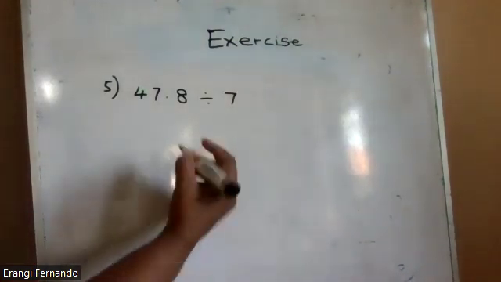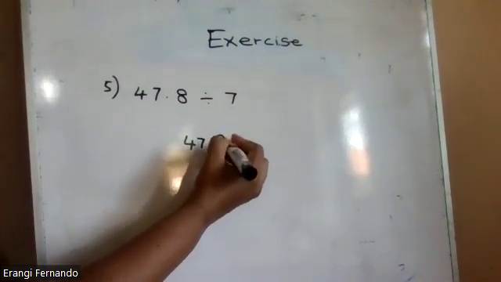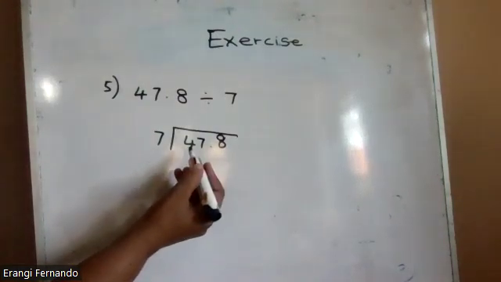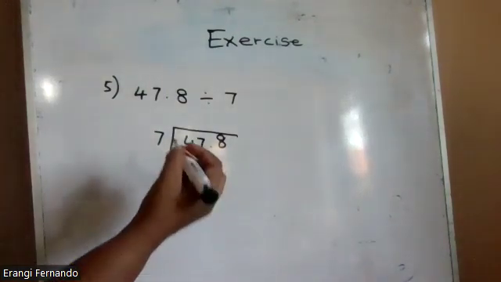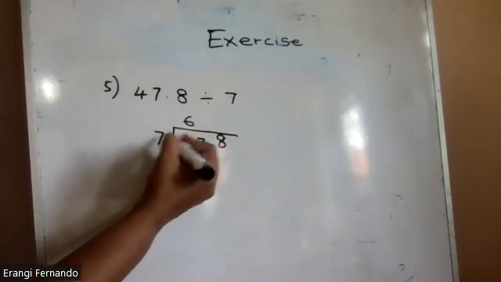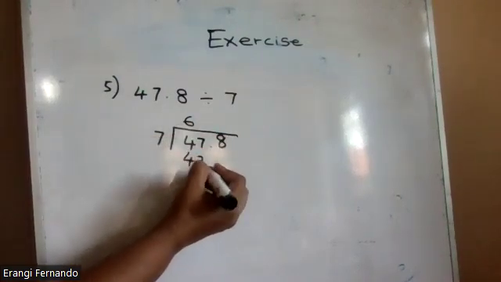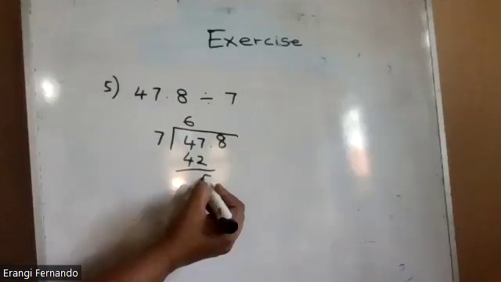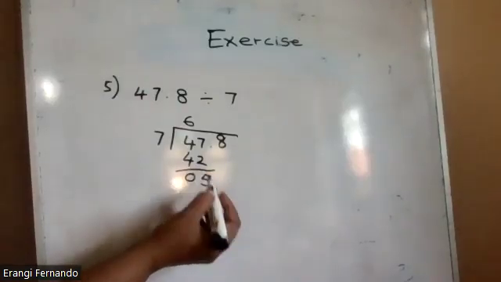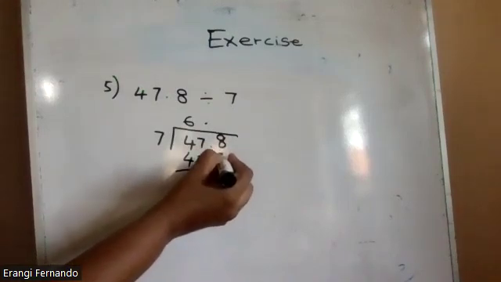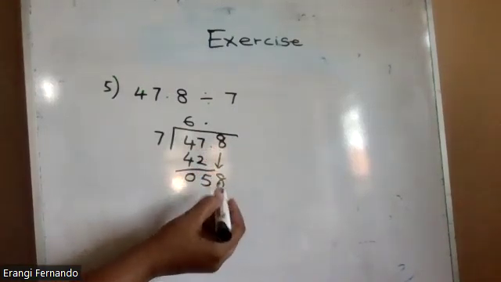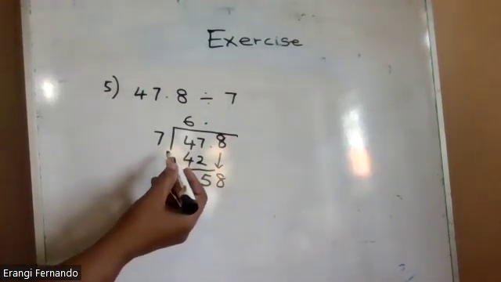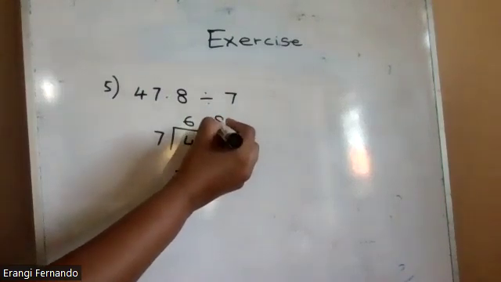Okay, the next question, dividing decimals. 47.8 divided by 7. So let's write 47.8 divided by 7. For 4, there are no 7s. For 47, there are 6. 7 times 6, 42. Then you have to subtract. From 7, when you subtract 2, it's 5. Then here, 0. Then you have to keep the decimal place and you have to take this 8, 58. So 58 divided by 7. So 58, there are 8.